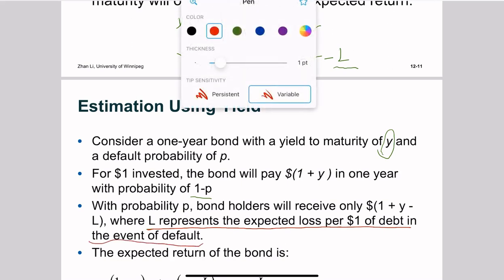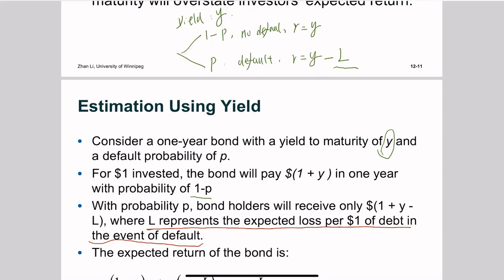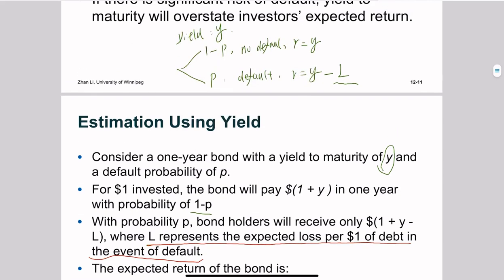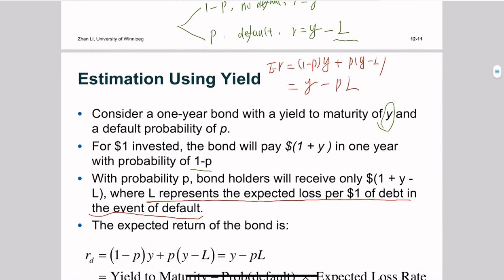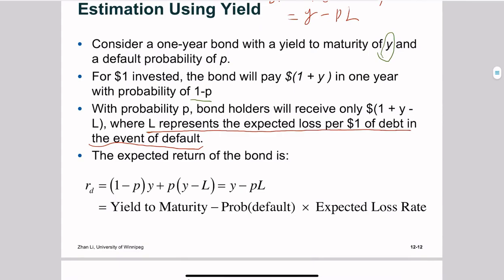Now, what is your expected return? This is very simple, right? The expected return from holding this bond is the return when there is no default plus the return when there is default. So this gives you Y minus PL.